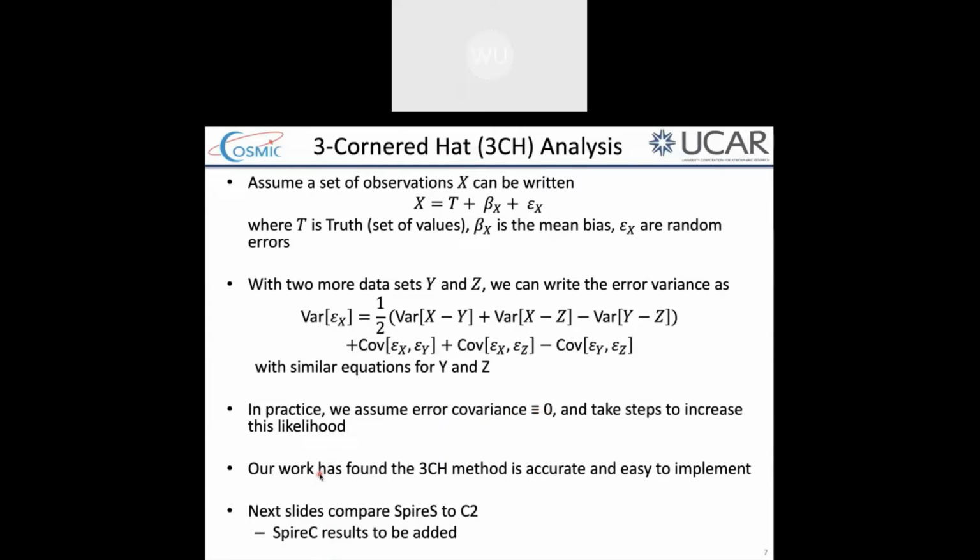What we're going to show on the next couple of slides is the Spire processed Spire data compared to our processed COSMIC-2 data, and we will be adding the CDAC processed Spire data to these results, but it wasn't ready for today.